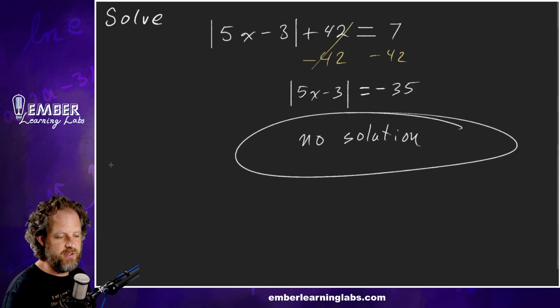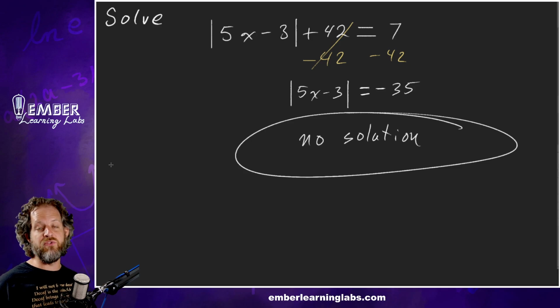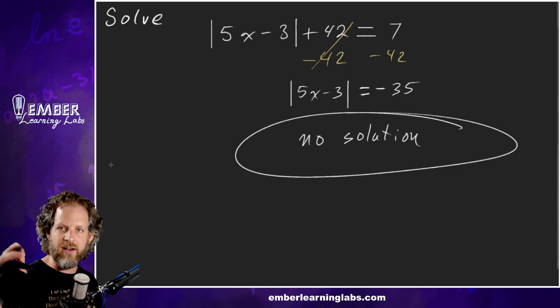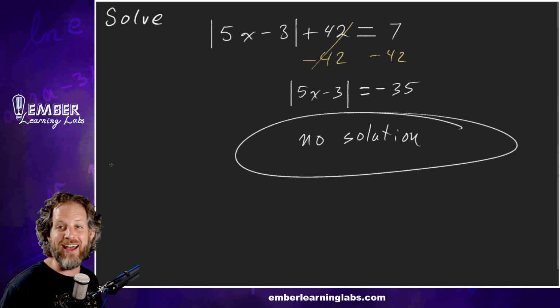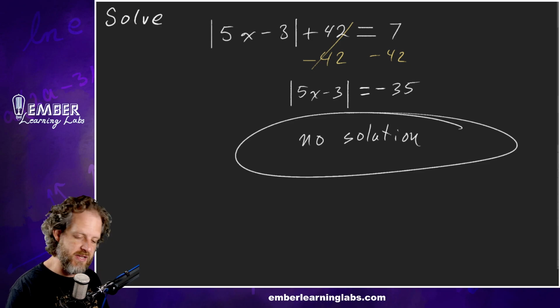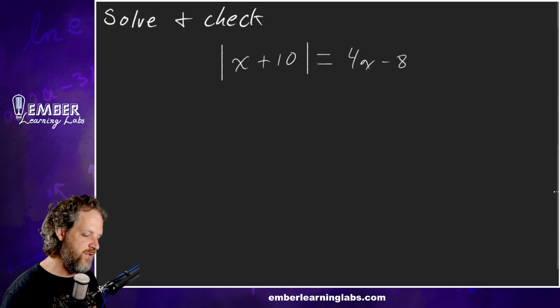Well, blapo, which is great. If you ever get absolute value equals negative something, no solution, moving on. We like that because it makes our lives easier, right? Let's do one more example and then we'll be through.